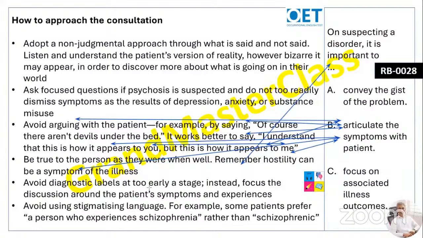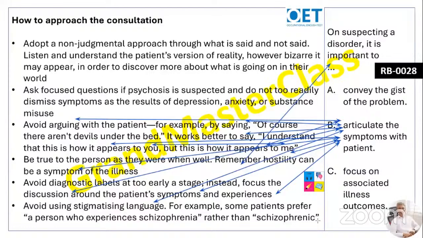Avoid diagnostic labels at too early a stage. Instead, focus on discussion. Discussion means articulation around the patient's symptoms and experiences. Experiences are also symptoms. Avoid using stigmatizing language. Language is articulation, talking, saying. For example, some patients prefer a person who experiences schizophrenia rather than schizophrenic.